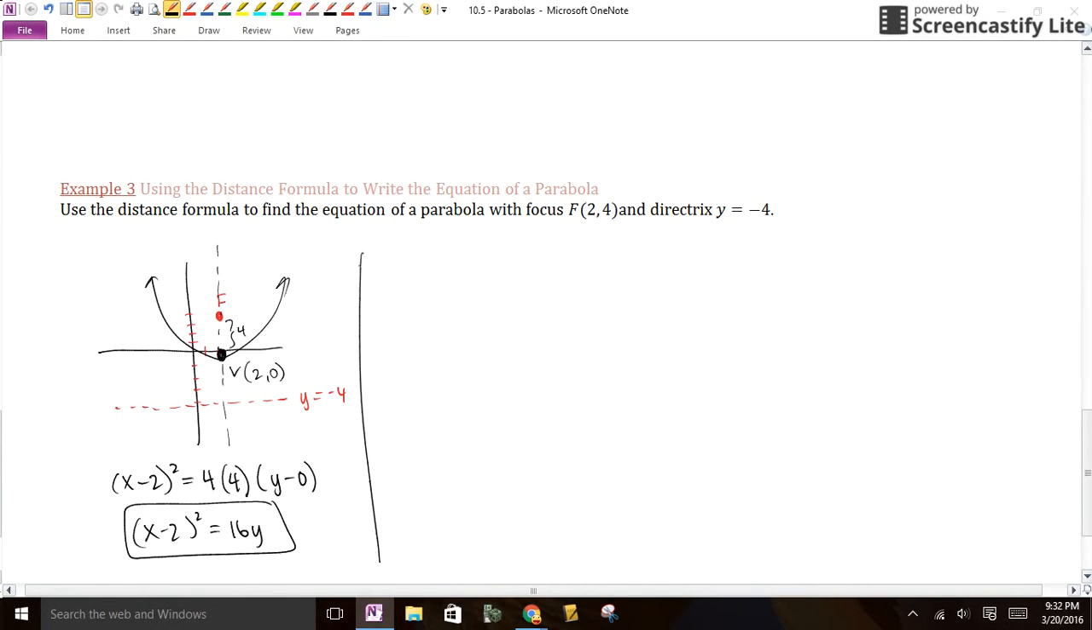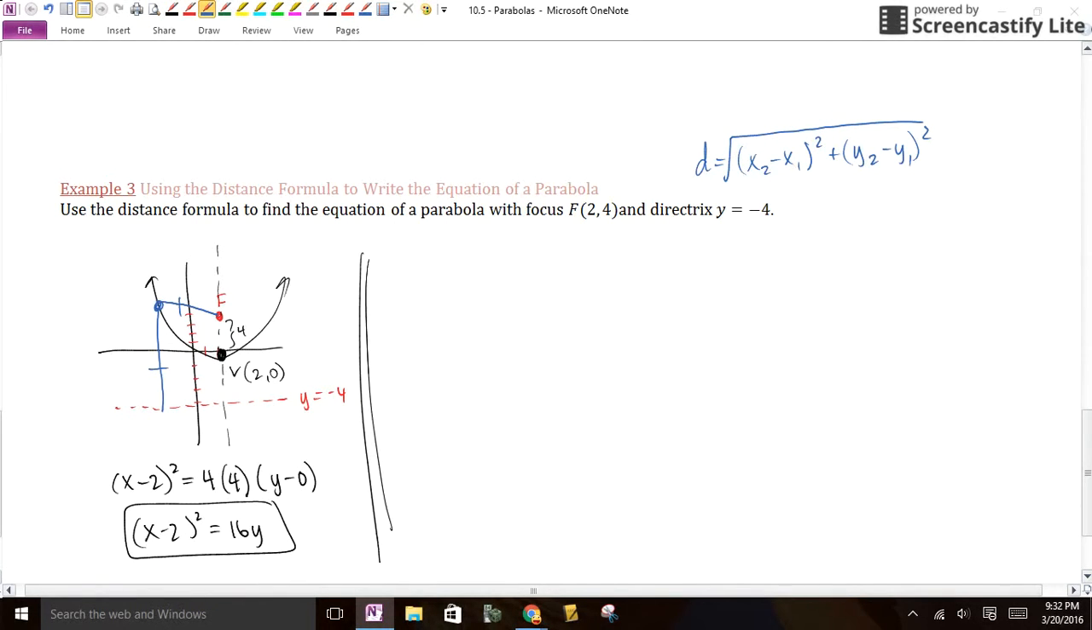Now let's talk about what they're talking about here when they say the distance formula. Well, they do say the definition of a parabola is that any point is the same distance to the focus as it is to the directrix. So those have to be the same. And if that's true, I could use the distance formula. Now, if you remember your distance formula, it's (x2 minus x1) squared plus (y2 minus y1) squared, and that whole mess square rooted. So let's try it.